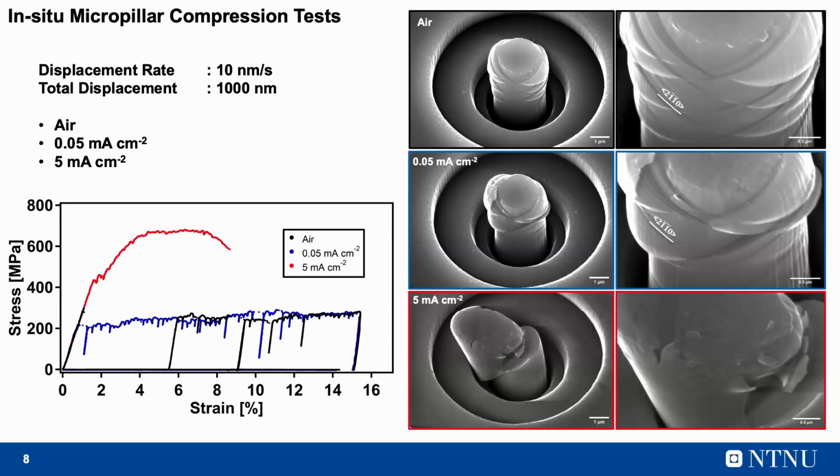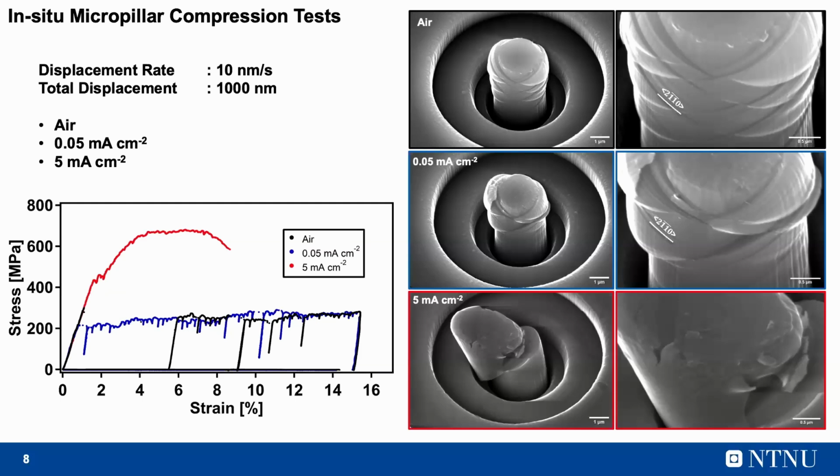However, after we introduced the solid solution of hydrogen with 0.05 milliamp per square centimeter, we saw a decrease in the yield stress. And compared to the air case, the flow stress was more continuous, and the strain bursts in that case were a bit more frequent and limited compared to the air case again.